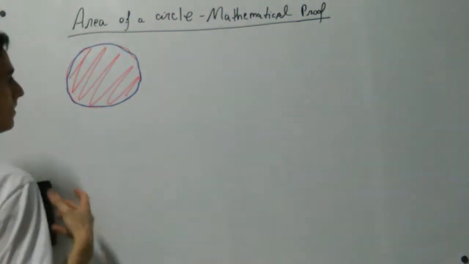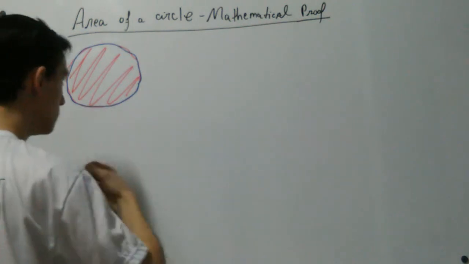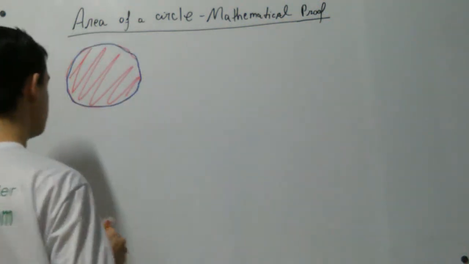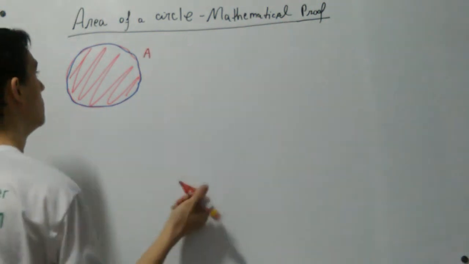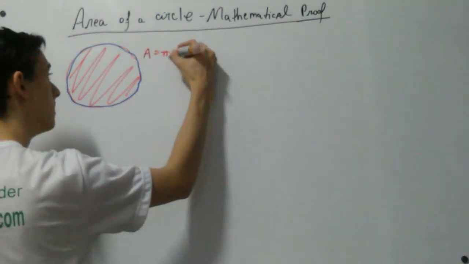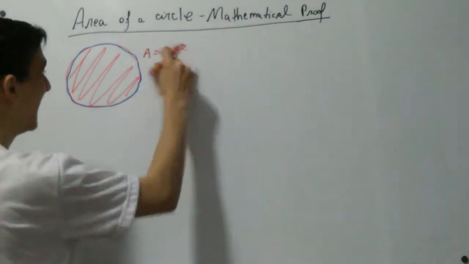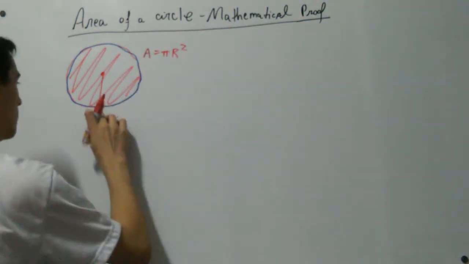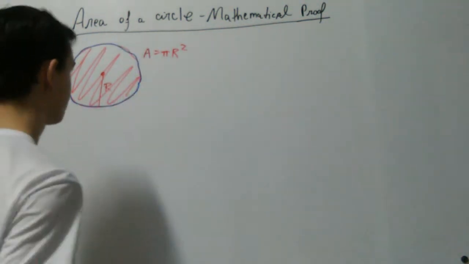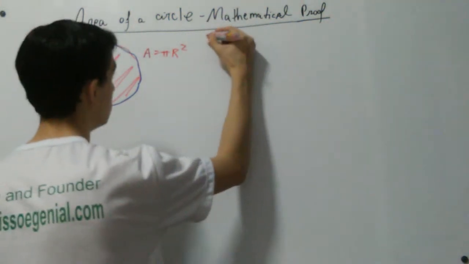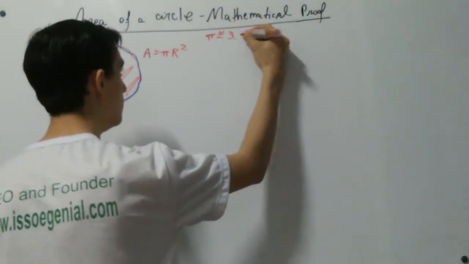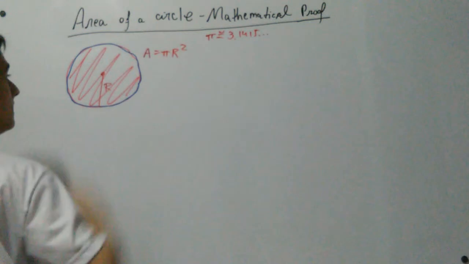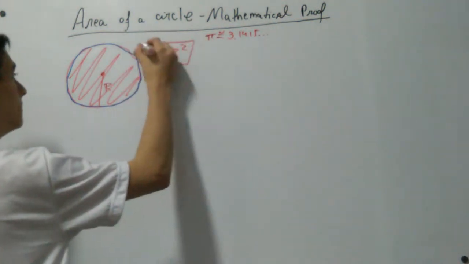And we want to prove the equation that we use to calculate the area of this shape, the area of a circle. Let's call the area of the circle A. So A equals pi r squared, where r is the radius of the circle, the distance from the center of the circle to a point in the circumference. And pi is a mathematical constant, approximately 3.1415 and so on.